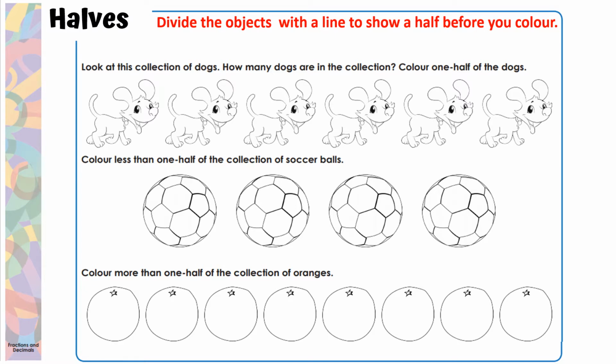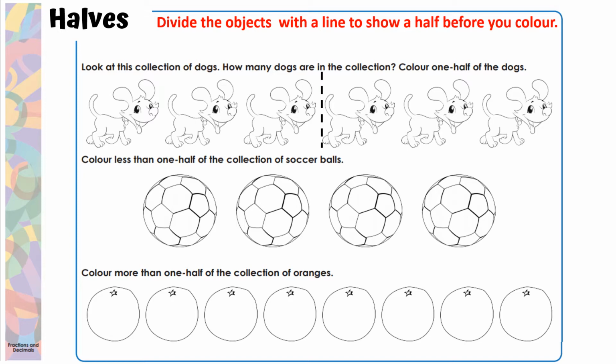So first of all, I have to get out 6 counters because there's 6 dogs. Now I'm going to put them into 2 groups. If I move them apart, I can see that a half of the 6 is 3. So now that's easy. I'm going to colour in half of the dogs.